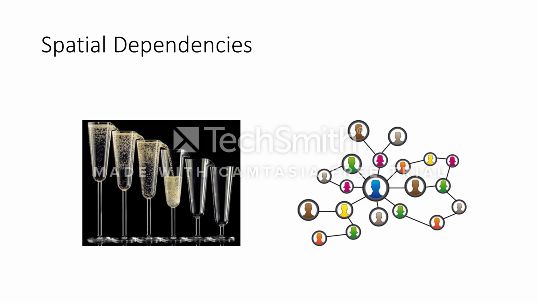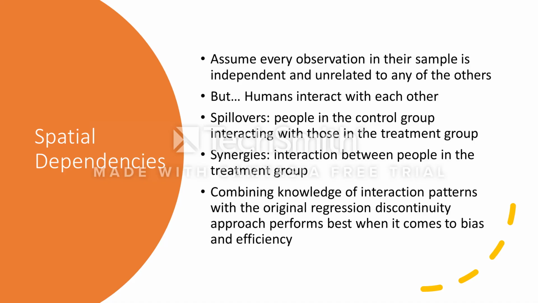Finally, spatial dependencies play a role. Many regression models assume every observation in their sample is independent and unrelated to any of the others. But humans interact with each other. Spatial dependencies are the outcome of these interactions. Other people may be influenced by the treatment condition of others. Spillovers refer to people in the control group interacting with those in the treatment group. This influences the measured treatment effect. Synergies refer to interaction between people in the treatment group, which leads to an enhanced treatment effect.